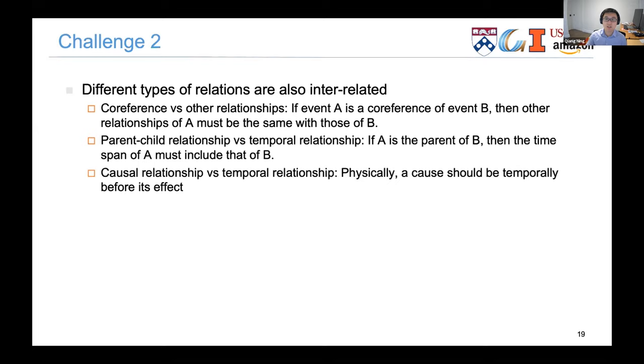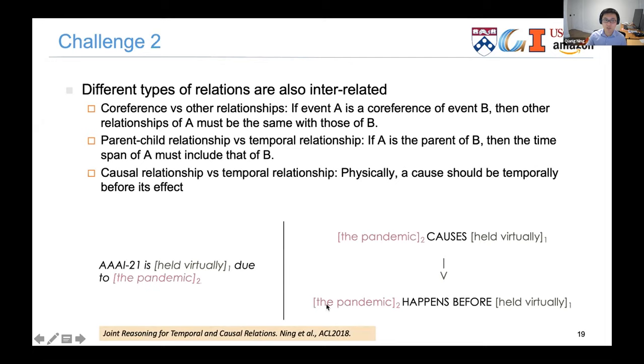The second challenge is that there are also many cross-relation type connections. For instance, coreference relationships often tell us that if A is a coreference of event B, the other relations that A has must be the same as those that B has. For the parent-child relationship, we know if A is a parent of B, it means A is enclosing B. So the time span of A must also include the time span of B. The same thing happens for causal relationships versus temporal relationships. For instance, AAAI is held virtually due to the pandemic. We know the pandemic causes held virtually. This is a causal relationship. Because of this relationship, we want to enforce another temporal relationship, which is that the pandemic happens before held virtually. So this is an example of implications and constraints across different relation types.